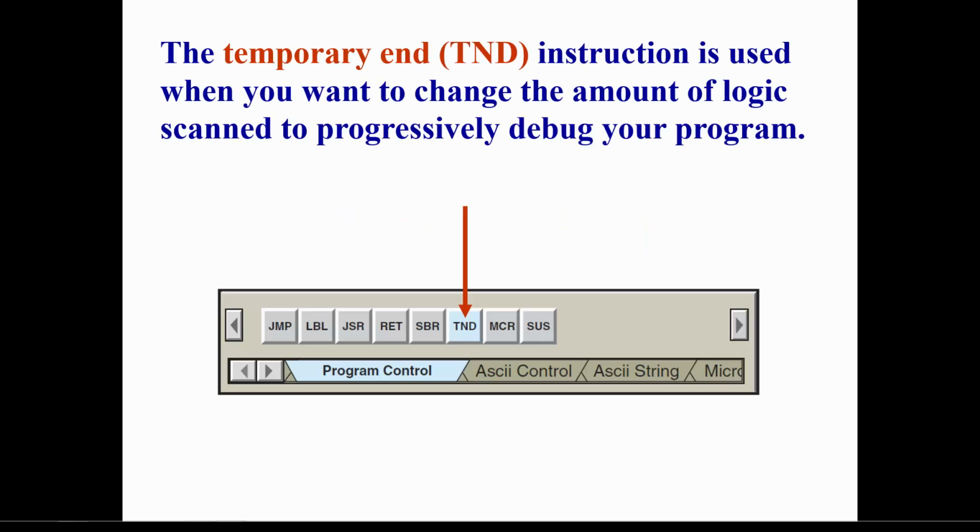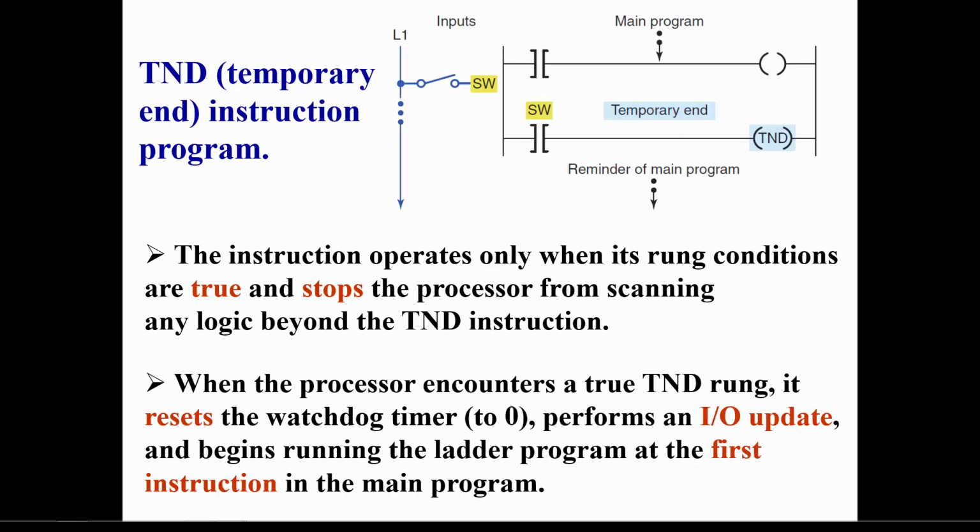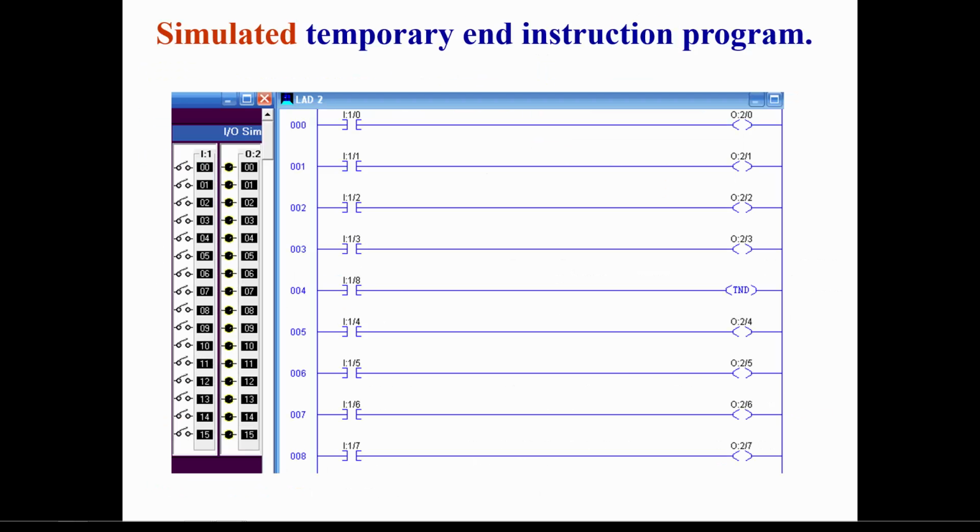The TND, or temporary end instruction, can be used to troubleshoot or debug a ladder logic program. The TND instruction acts just like the end at the last line of a program. It can either be added to a program as an unconditional rung, or it can be conditional. This is an example of the use of a TND instruction.